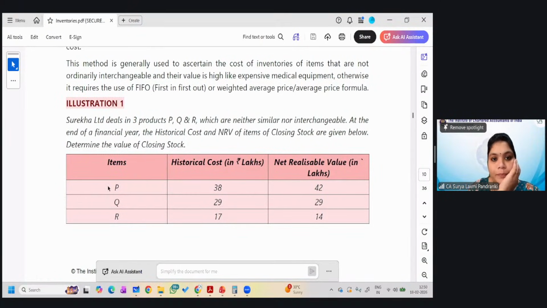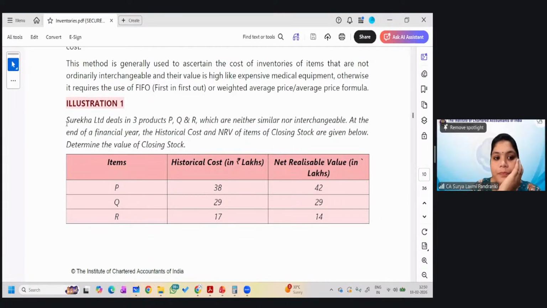Read this question. Sureka Limited is dealing with 3 products, P, Q, and R. We have 3 different products, which are neither similar nor interchangeable, which means they do not have any similarity. Can I replace P with Q and then finish my production? It cannot be done. So they are not similar, and they cannot be interchangeable.